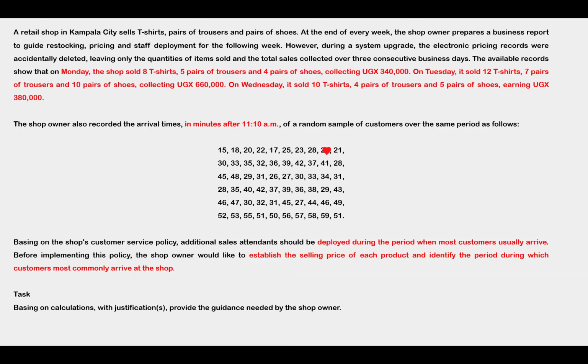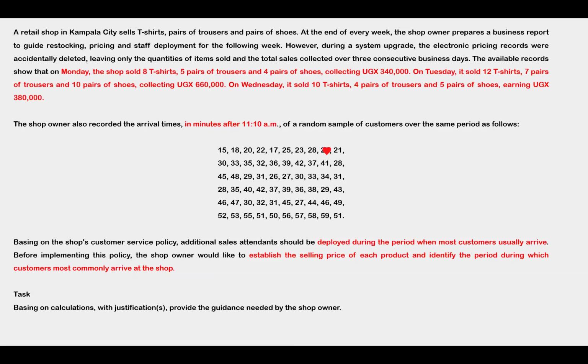The available records show that on Monday, the shop sold 8 t-shirts, 5 pairs of trousers, and 4 pairs of shoes, collecting 340,000 Uganda shillings. On Tuesday, it sold 12 t-shirts, 7 pairs of trousers, and 10 pairs of shoes, collecting 660,000 Uganda shillings. And on Wednesday, it sold 10 t-shirts, 4 pairs of trousers, and 5 pairs of shoes, collecting 380,000 Uganda shillings.